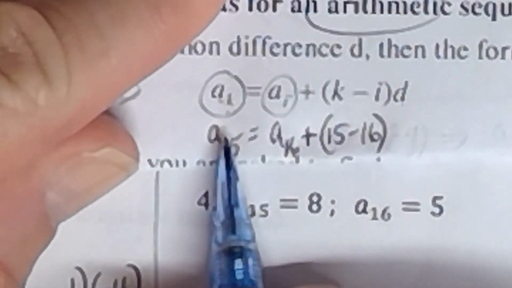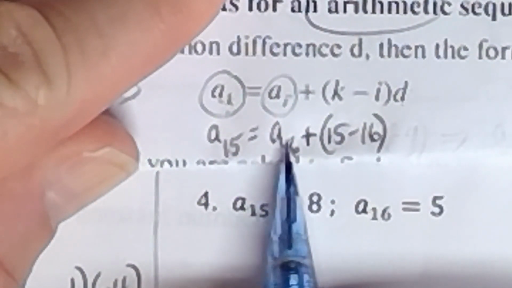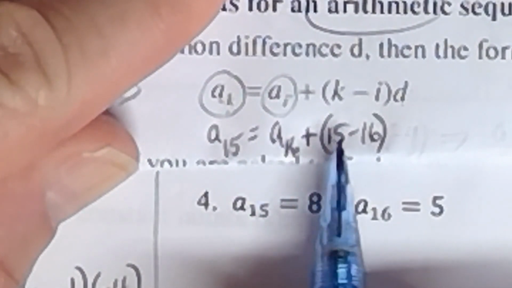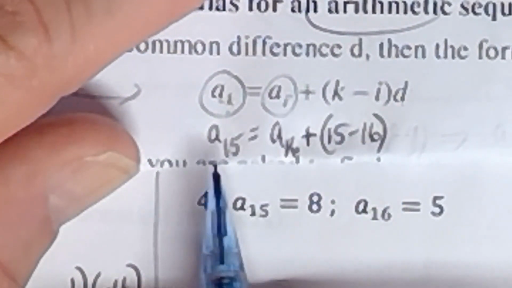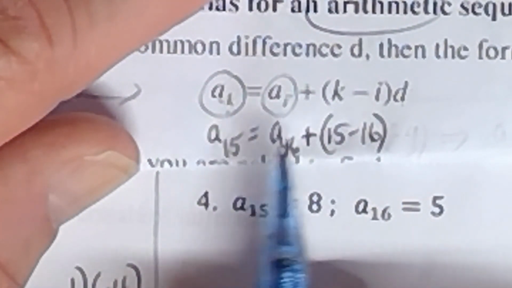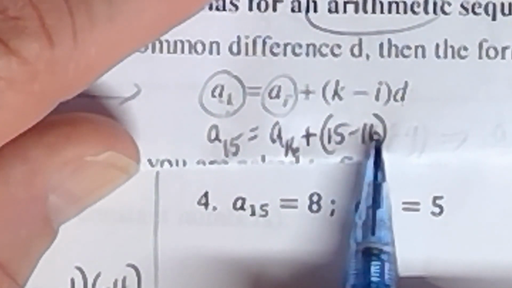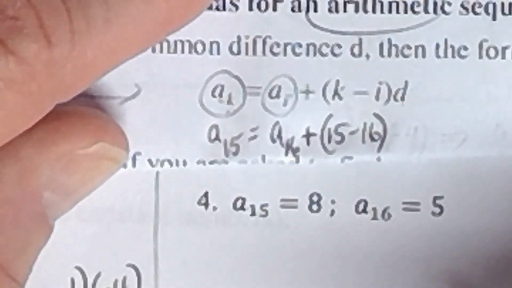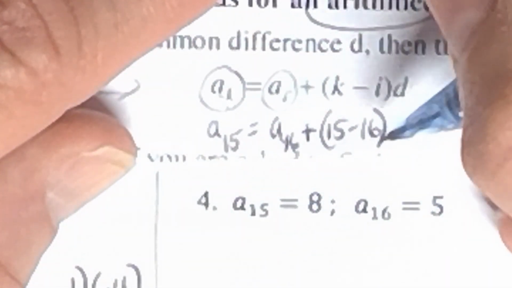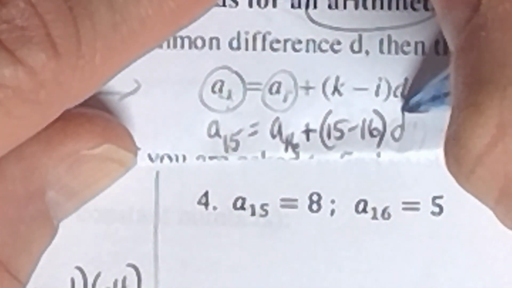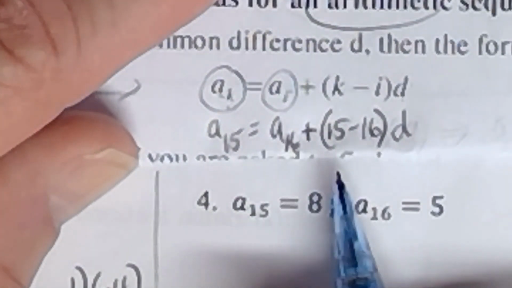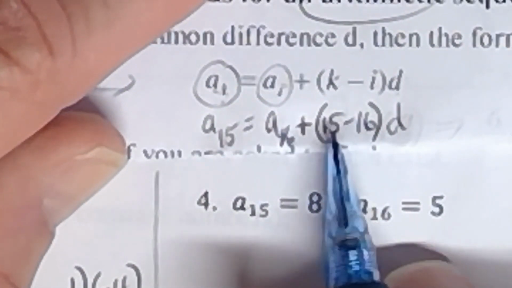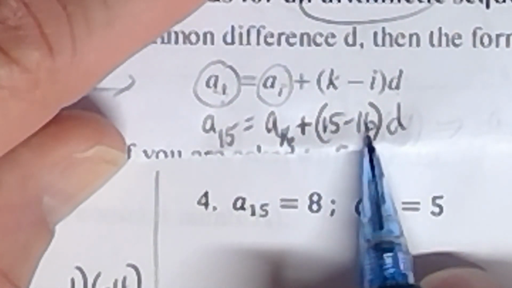If I had put the 16 over here and the 15 over here on the right, then it would be the other way around. It'd be 16 minus 15. So it does not matter what order you put these two in as long as this order is the same. That's the most important thing. Then you put the D here, and now we can solve for D. Let me show you how to do that. Now notice that 15 minus 16 is negative 1, right?